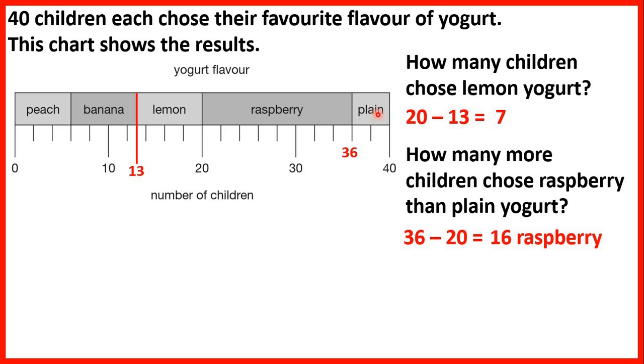Now, the number of children who chose plain, we can work out by working out 40 minus 36, because the bar for plain starts on 36 and finishes on 40. So that's 4 children choosing plain. Now we want to know how many more chose raspberry than plain. So we need to find the difference between these numbers, which means we need to subtract, and 16 minus 4 is 12. So 12 more children chose raspberry than chose plain yoghurt.